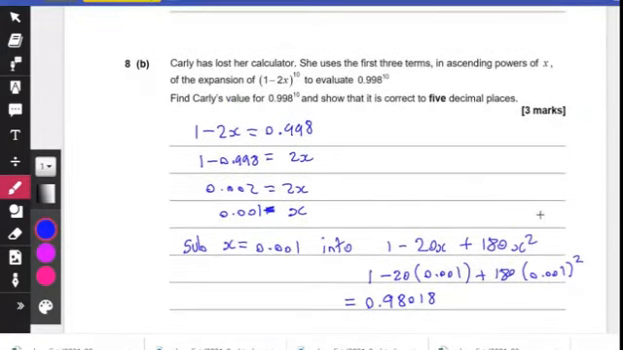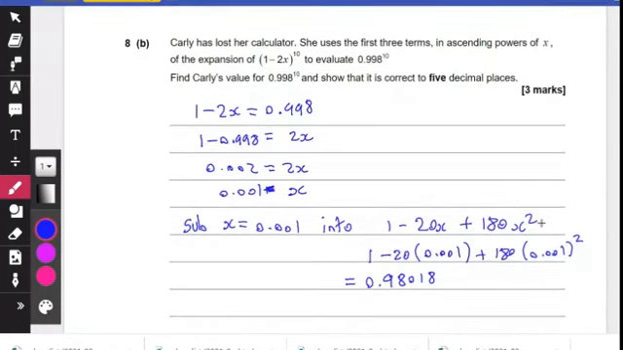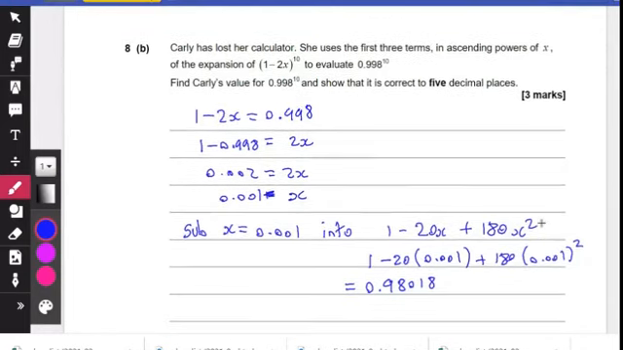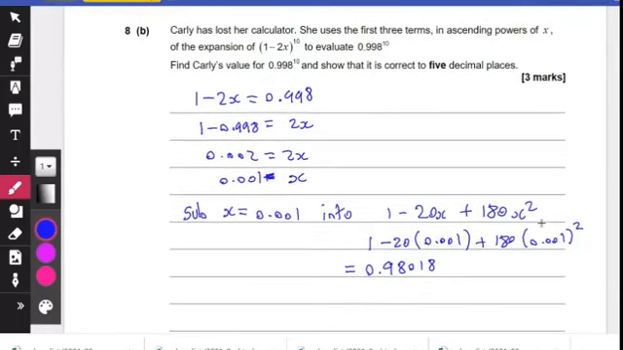Any other questions? Don't we need to show that it's correct to 5 decimal places? But show that the real answer to 5 decimal places equals Carly's value. Yes. Okay. Yeah, that's actually true. Absolutely. So what is the real answer? 0.998^10.